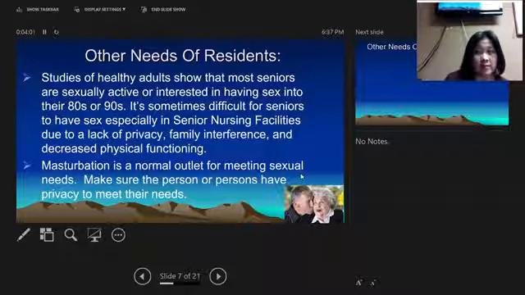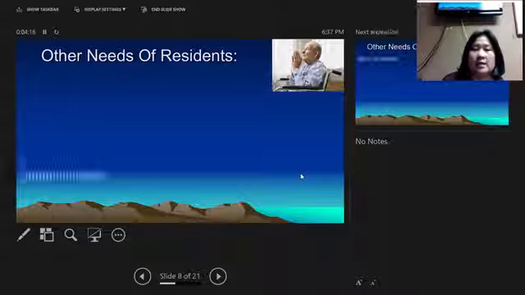Sexual needs as well for men, if they're masturbating, they're allowed to do that, just not in a public place. So if you come across one that is doing that in a public area, you need to ask them to go to their private room to do that. Make sure the person has some privacy to meet their needs.